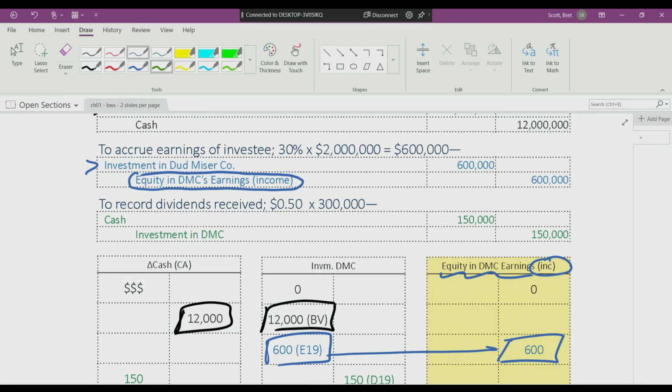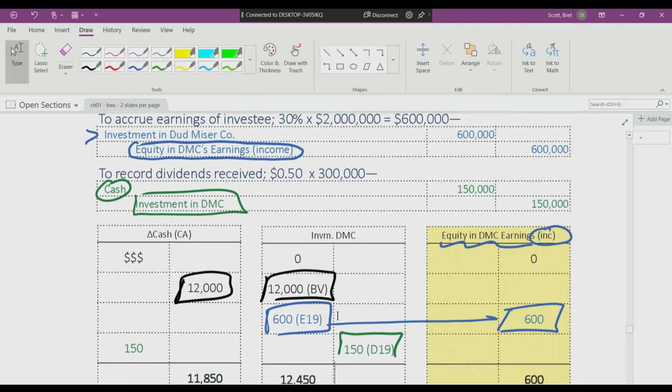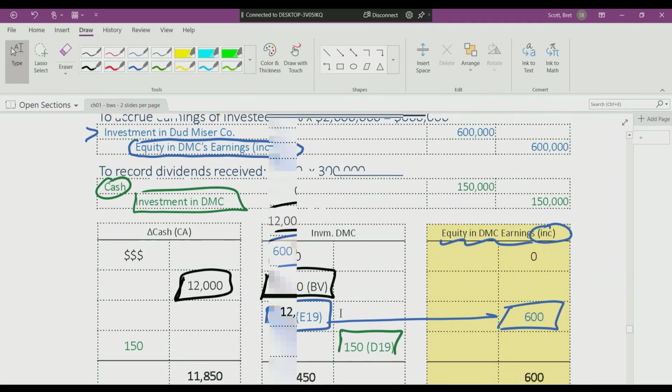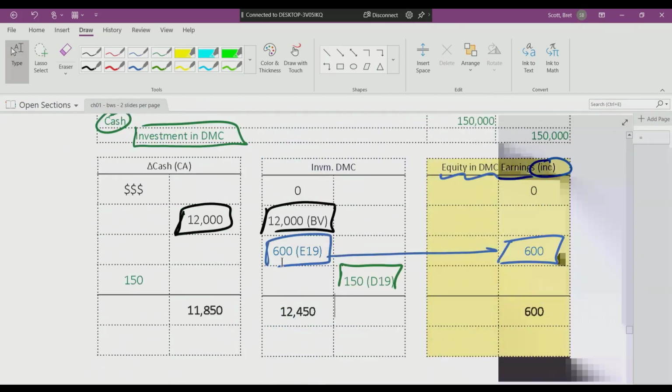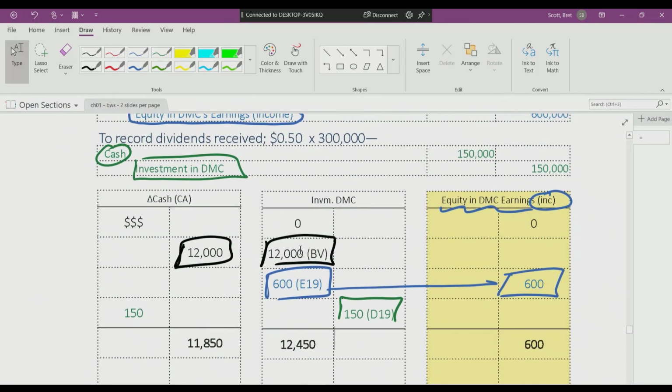I'm going to get those cash dividends, love those debits. Recognize that. What do I credit? I'm going to reduce the investment in DMC down below. Why? Because it's a return of capital. They're paying me back. This isn't necessarily a reward of my investment.